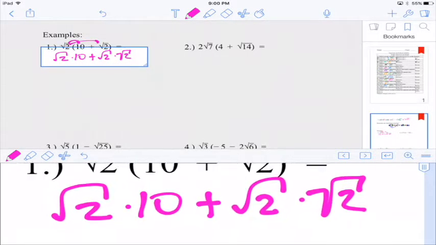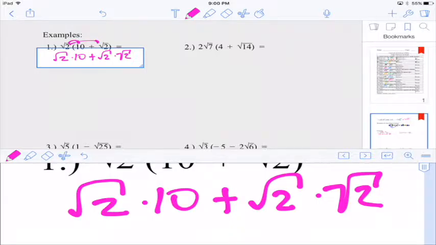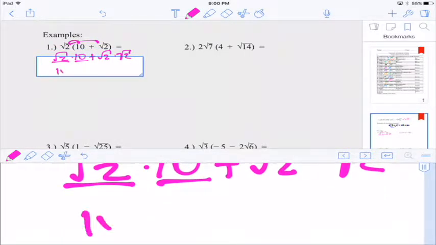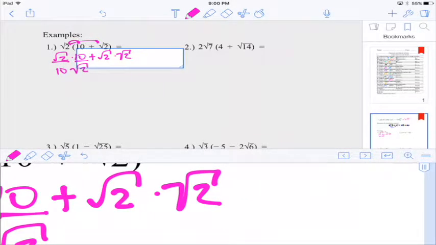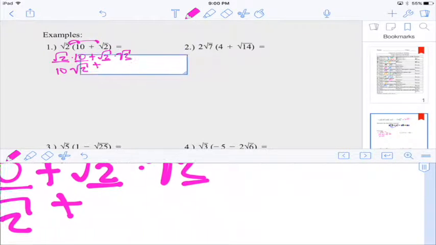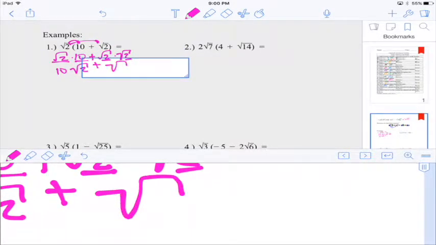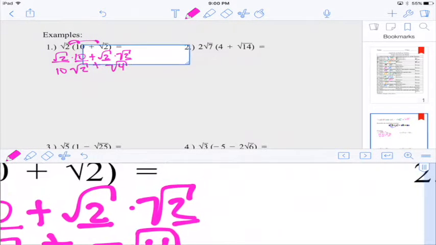Square root of 2 times 10 plus square root of 2 times square root of 2. Let's take it one piece at a time. Remember, insides and insides, outsides and outsides. Well, square root of 2 is inside and 10 is outside, so we just get 10 square roots of 2. Then on this one, 2 and 2 are inside, so we get plus square root of 4, right? 2 times 2 is 4.